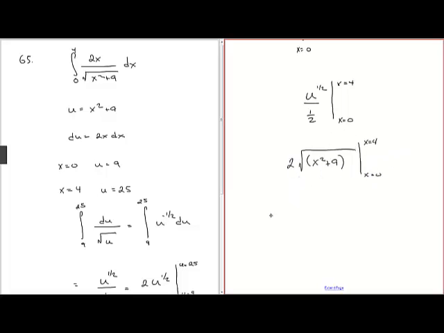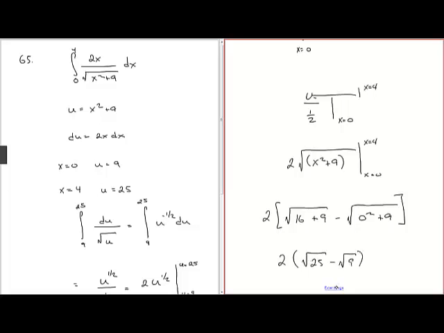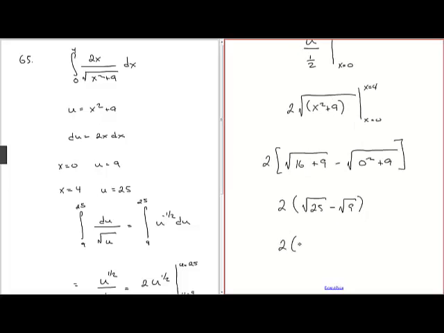So now we evaluate it. What we have is the square root of 16 plus 9. That's evaluating this at the upper limit. And you subtract off at the lower limit, which is 0 squared plus 9. So that becomes 2 times the square root of 25 minus the square root of 9, which is 2 times 5 minus 3, which is 4.